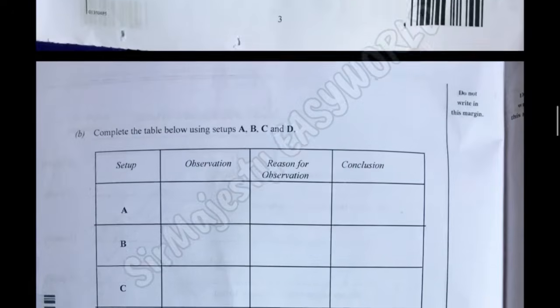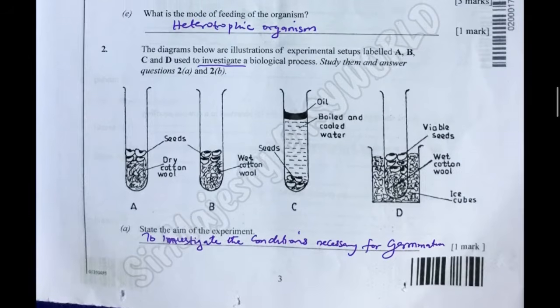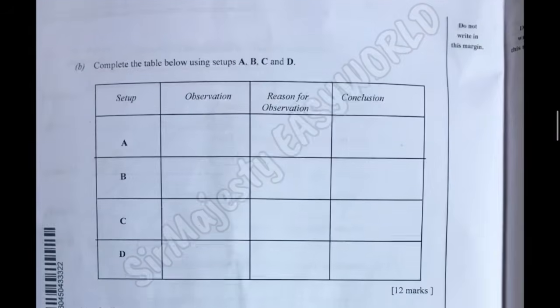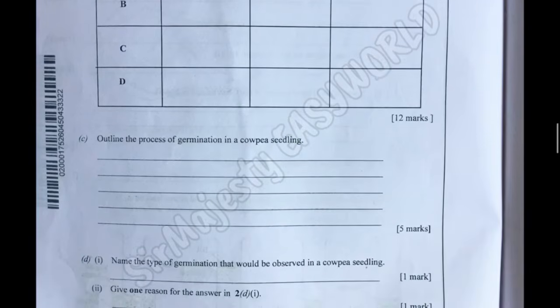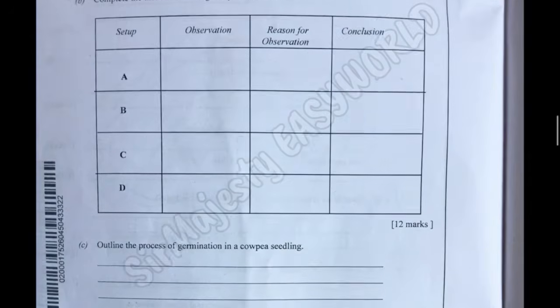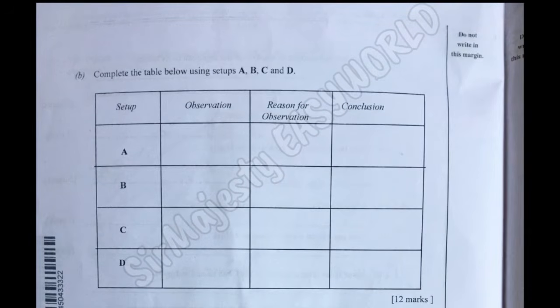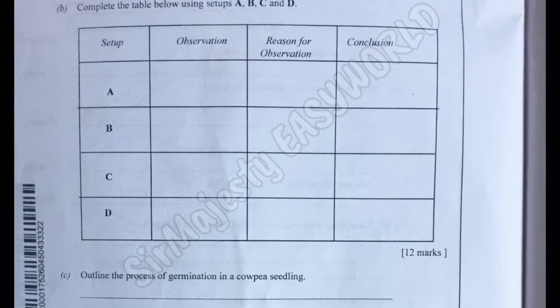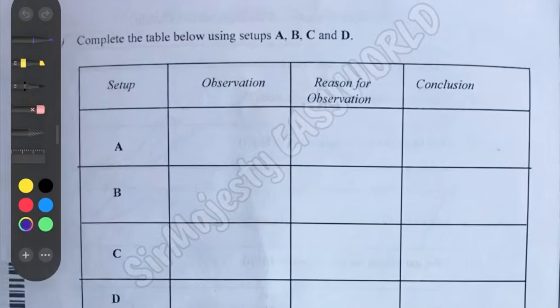Then C, looking at C, there won't be germination. Reason: absence of oxygen or air. Conclusion: oxygen or air is necessary for germination to occur. Then outline the process of germination in cowpea seedling. So this time around, let me fill the table, believing we have grabbed the points there.